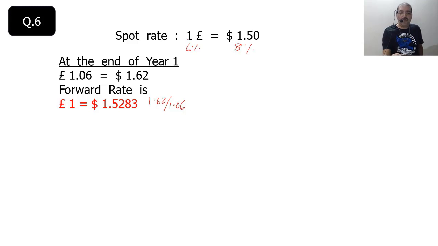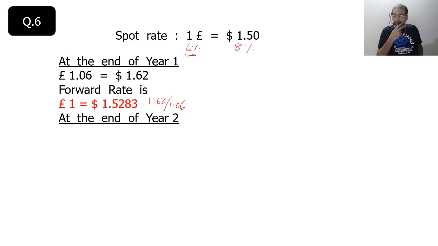So what did I do first? 1 pound is going to increase by 6%. So on your calculator, 1 plus 6% will give you 1.06. Then on the calculator, 1.50 plus 8% will give you 1.62. Now since you want the value of 1 pound, divide 1.62 by 1.06. Same thing you go on doing every year.